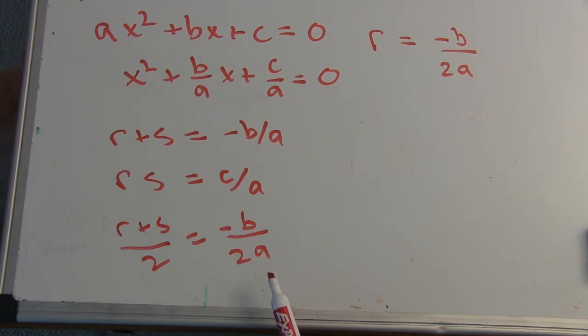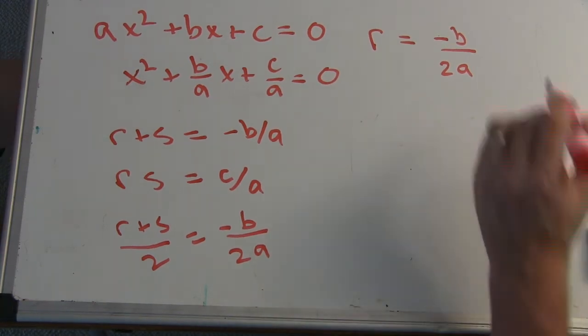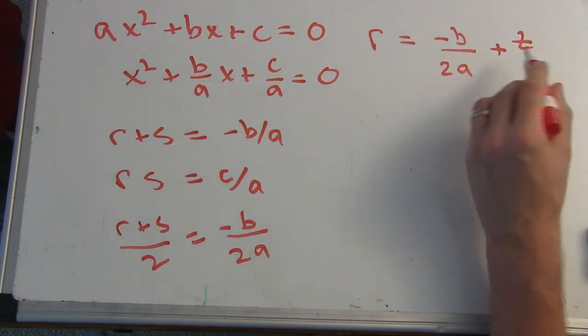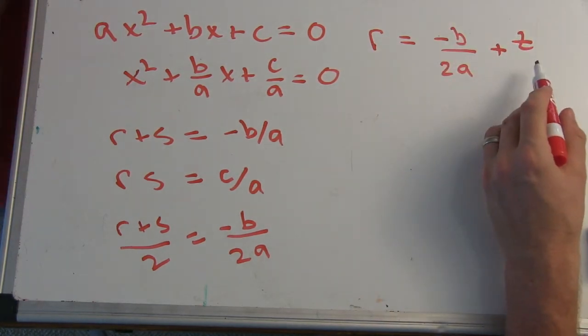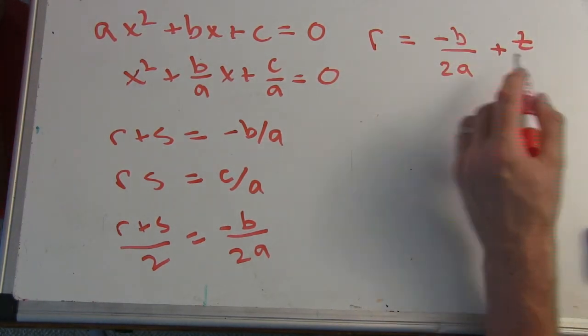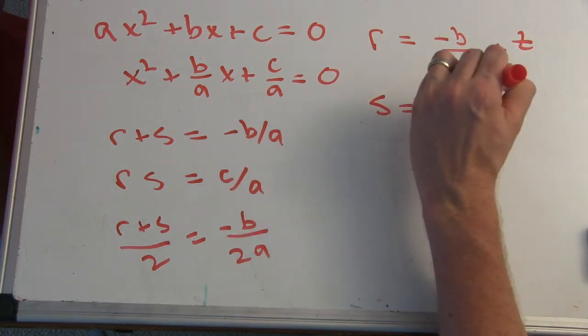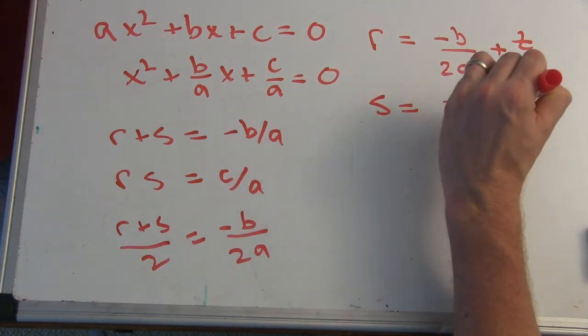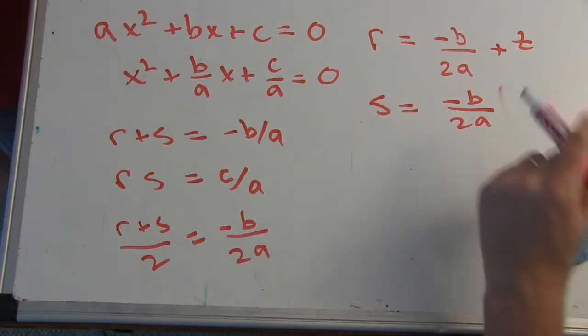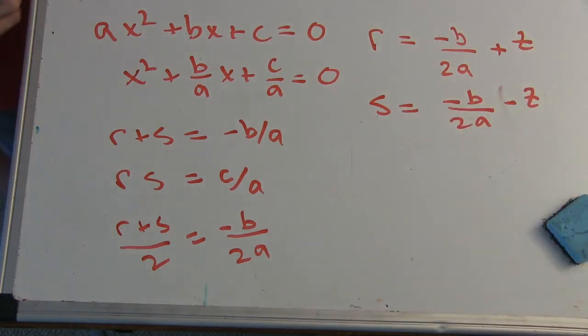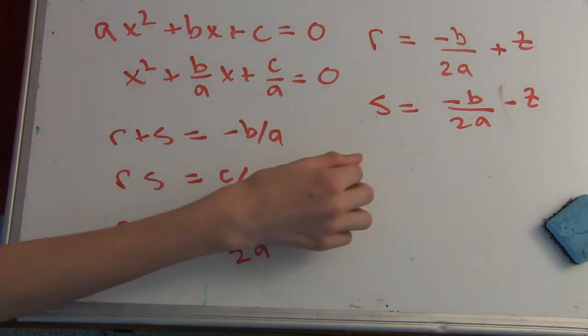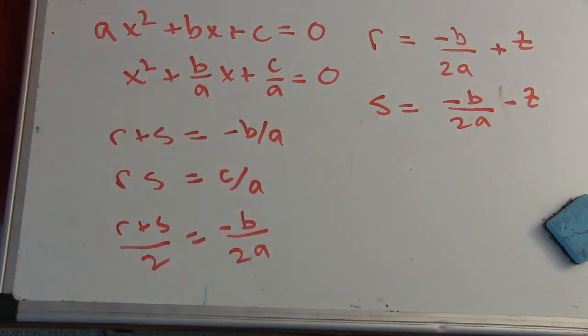So I'd say that one is the average plus a constant, and the other is the average minus the constant. One's above it by some amount, and the other one is below it by the exact same amount. And so why is that true? Because the average is directly in between them. So we get this relationship.